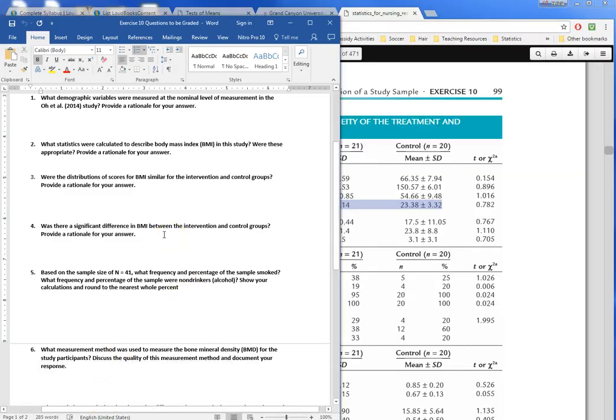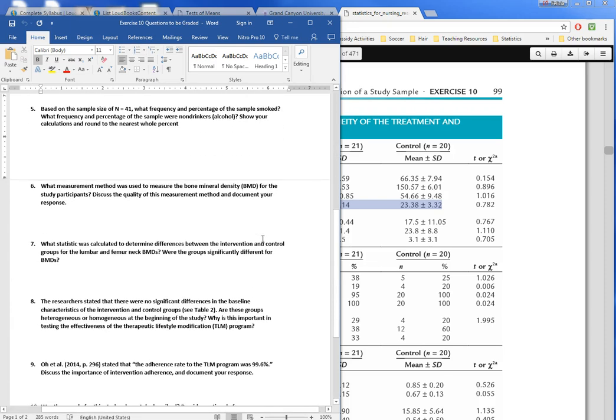Was there a significant difference in the BMI between the intervention and control groups? It's pretty similar to the previous question, but we're looking to see if any difference is significant. So there may be a difference that's small, but that could still be significant. So read through the description of the study from the authors and see what they have to say about that.